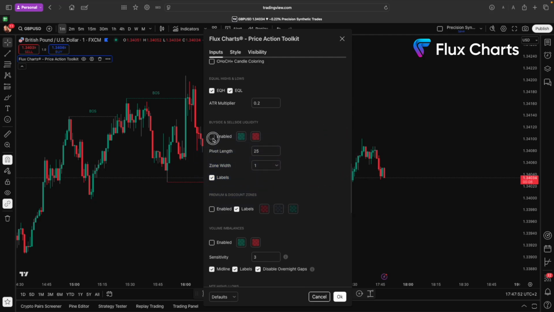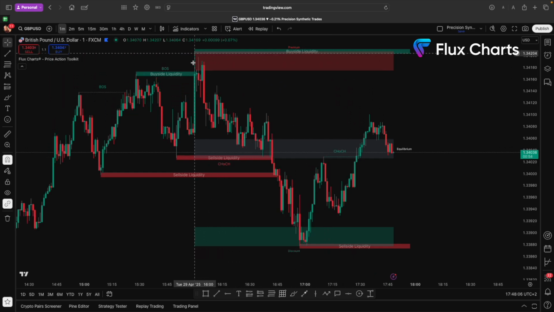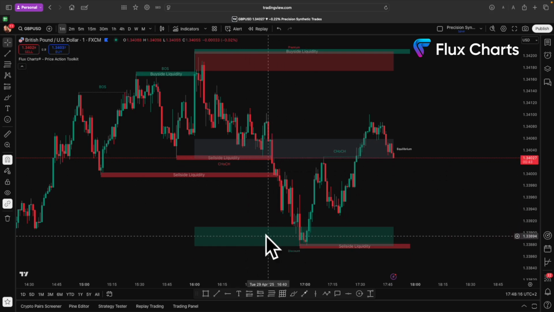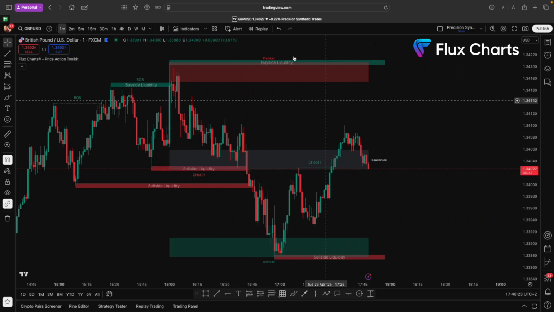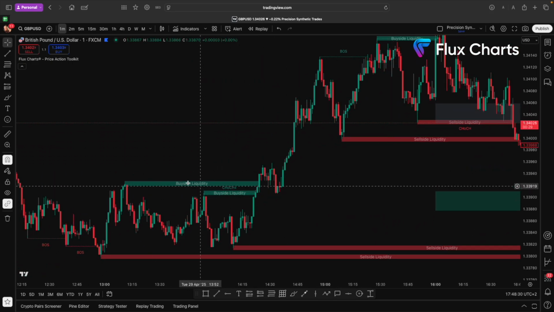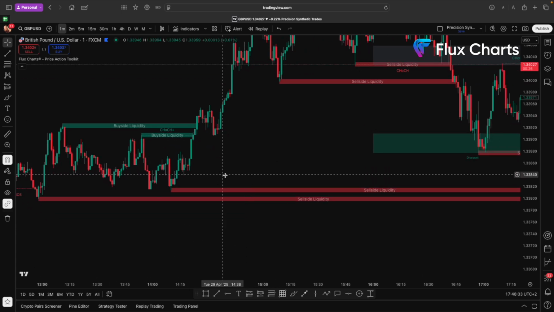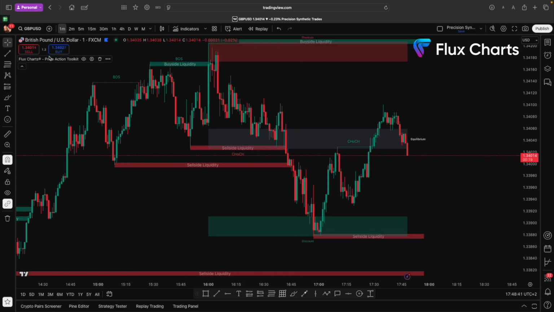Here we can enable buy side and sell side liquidity. We can add premium and discount zones. So here you can see, for example, from this high to this low, it draws out your premium zone, your equilibrium, that's your 50%, and your discount zone. So it takes the range and it divides it up into premium, equilibrium, and discount. I like this buy side and sell side liquidity as well. So it shows you where the liquidity is resting. All of this on one indicator.